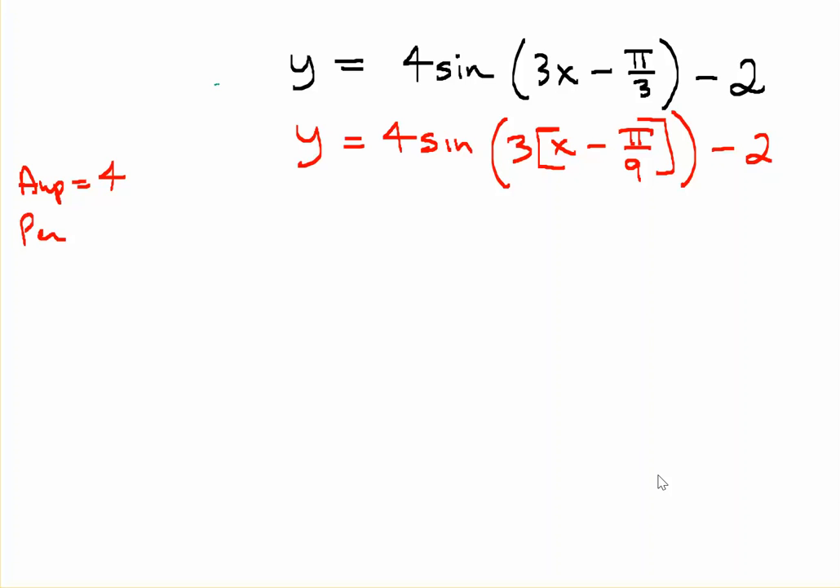So amplitude is 4, period is 2 pi over 3, and then the phase shift is a pi over 9. Right, we're going to move this guy to the right, pi over 9. All right, and then the new one here, which I think you guys should have figured out, is the VS, or we call it the vertical shift. We got a vertical shift of -2 at the end here.